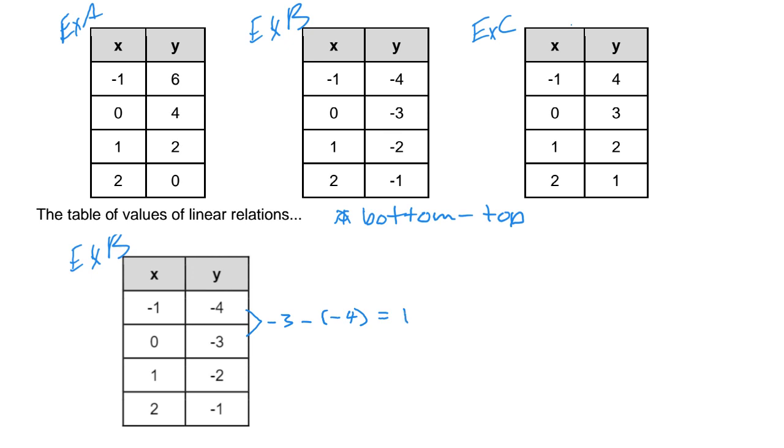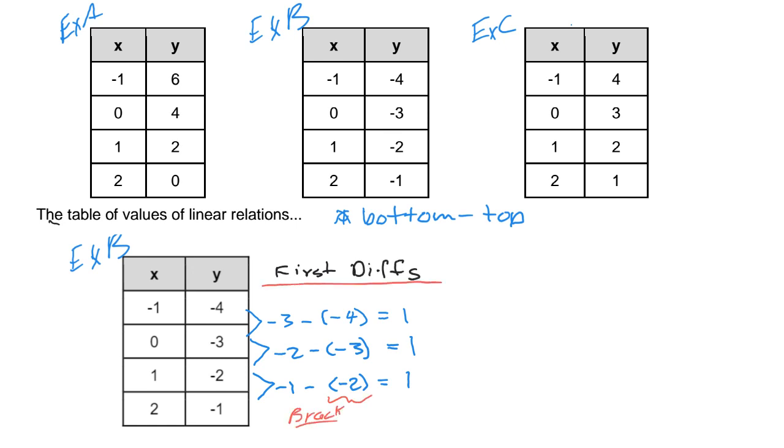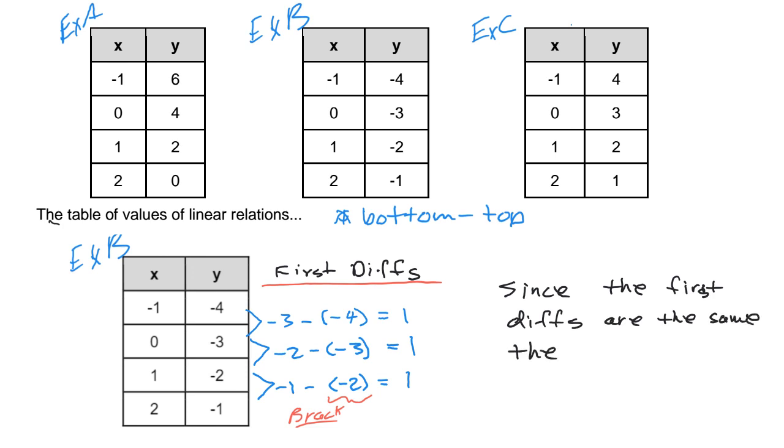Then we go -2 minus -3 gives us 1. And you'll notice I put the -3 in brackets. Please remember that. The brackets are always very important. We've got brackets here, so we have to use those brackets in order to do the appropriate calculation. So now we can say, since the first differences are the same, this is linear. Once I finish writing this, I'd like you to pause the video and copy example B.